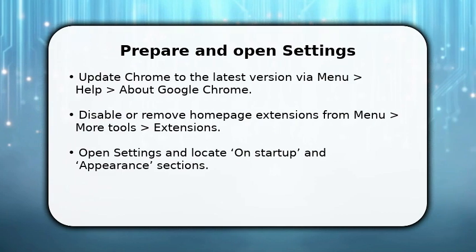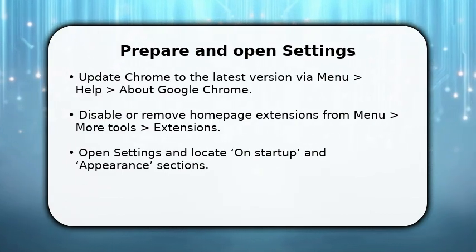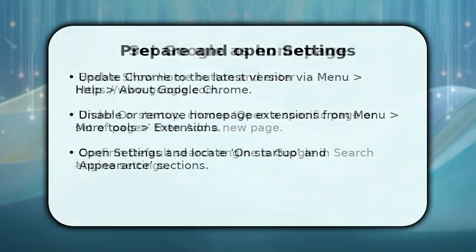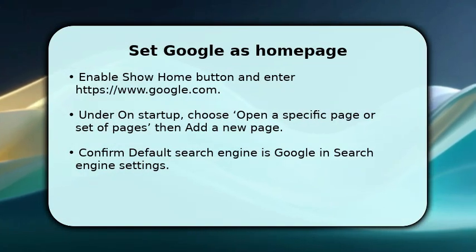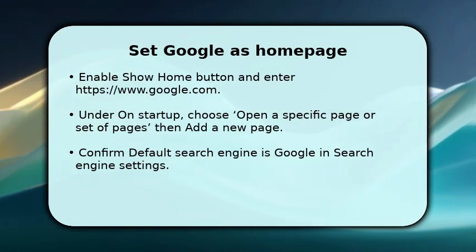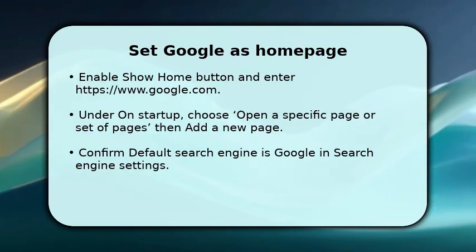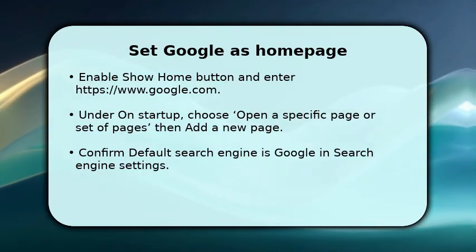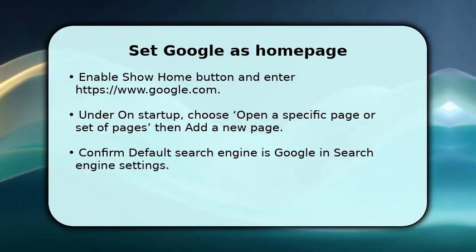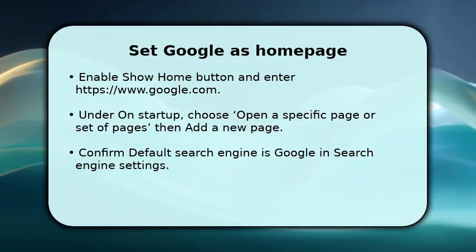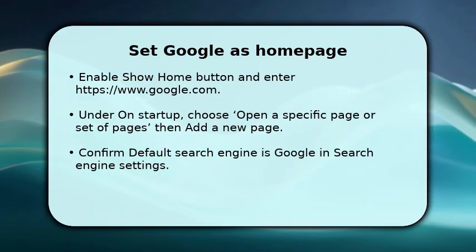Now you'll set the home page and search defaults. Choose Show Home button and type https://www.google.com so the home icon always returns you to Google. Then go to On Startup and pick open a specific page. Add https://www.google.com as the page to open.